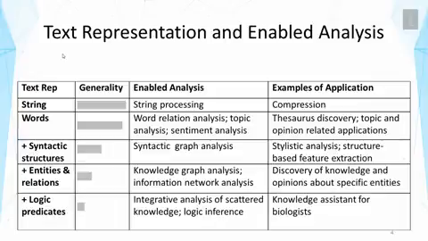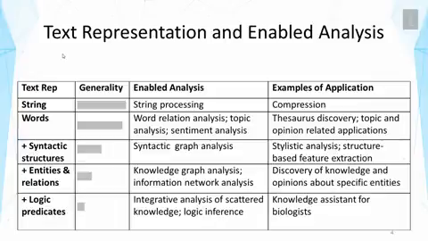So the first column shows the text representation. The second visualizes the generality of such a representation, meaning whether we can do this kind of representation accurately for all the text data or only some of them. And third column shows the enabled analysis techniques. And the final column shows some examples of application that can be achieved through this level of representation. So let's take a look at them.